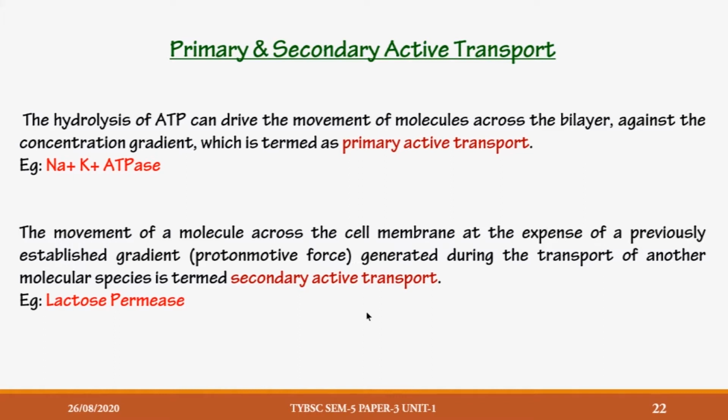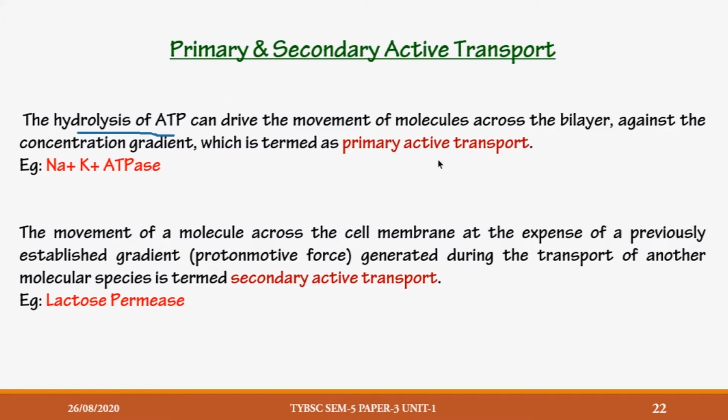Learnt about primary and secondary active transport systems, and we understood that both these systems require energy for transporting their solutes from a region of low concentration to a region of high concentration, and that we call it as against the concentration gradient.